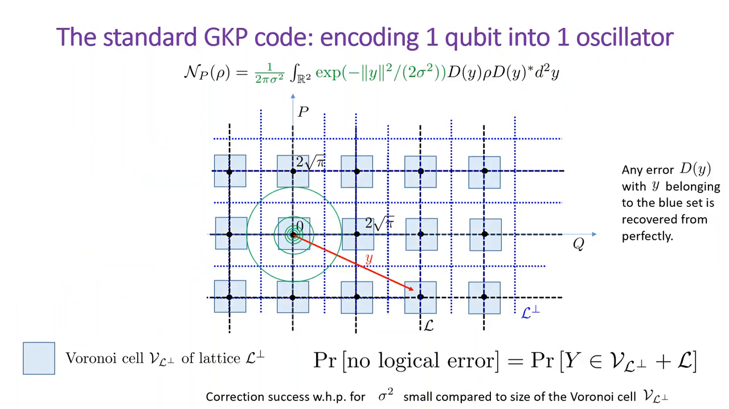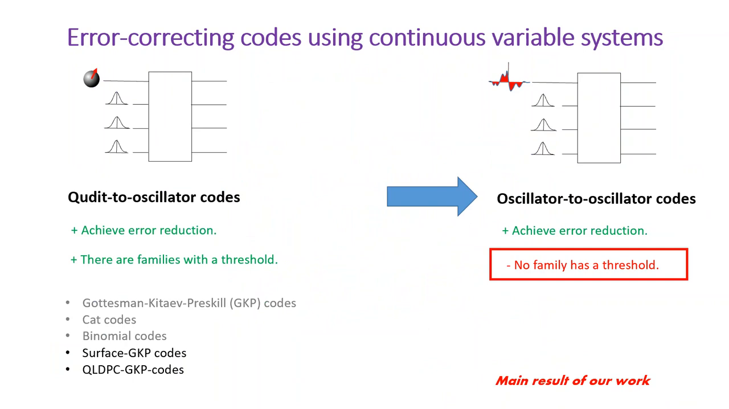The resulting logical error in this procedure depends on where the initial error vector lies. For example, the probability that we end up with no logical error is given by the probability mass of this blue set, which is the union of displaced Voronoi cells. We will use a similar reasoning for oscillator-to-oscillator codes, whose definition I will now review.